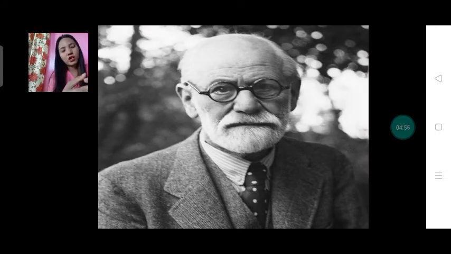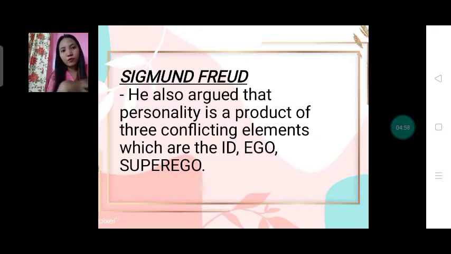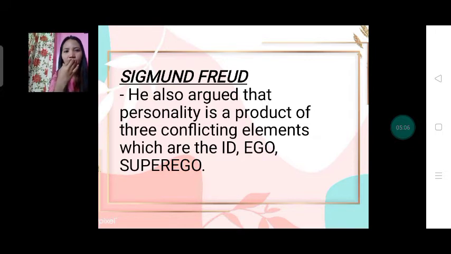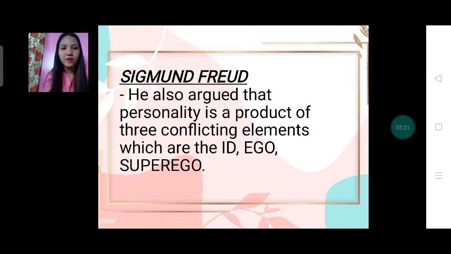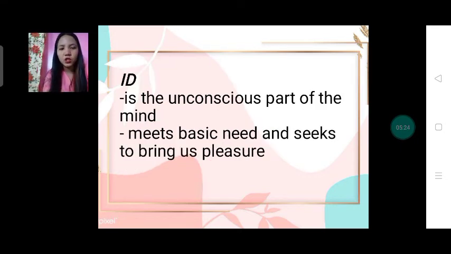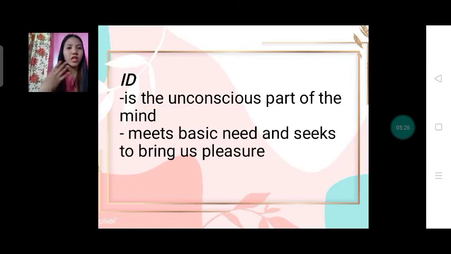This is Sigmund Freud. We are well familiar with Sigmund Freud because he is known as the famous psychologist of personality. Sigmund Freud argued that personality is a product of three conflicting elements: id, ego, and superego. So let us define the three conflicting elements. First is id, which is the unconscious part of the mind. It is the part that meets basic needs and seeks to bring us pleasure.